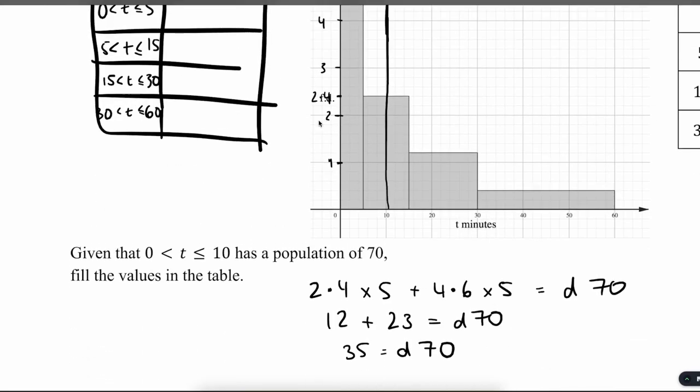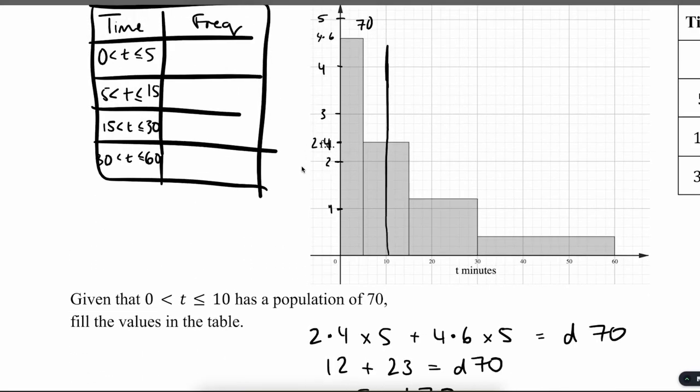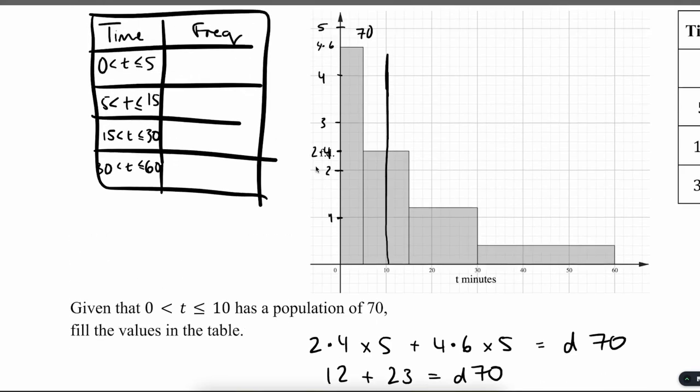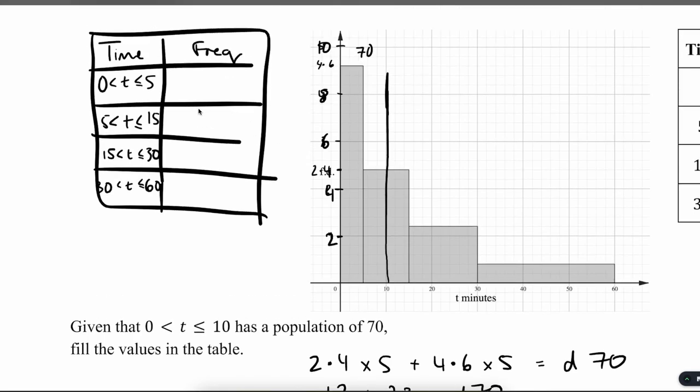So we've actually done it, basically this needs to multiply by 2, okay? So our frequency density is actually 2, 4, 6, 8, and 10. Okay, and now we can work out the frequency of each table by just finding the area. So the frequency of each row is just 5 times 4.6, which is 23.